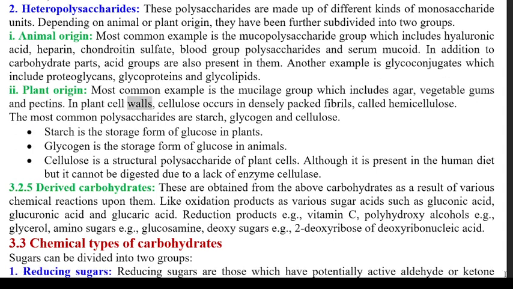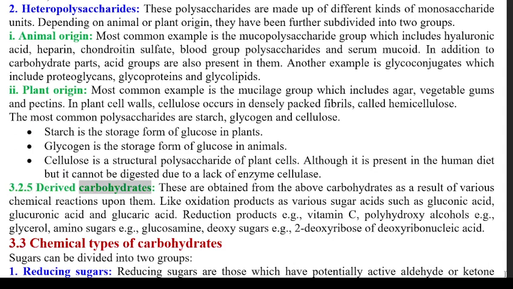In plant cell walls, cellulose occurs in densely packed fibrils, called hemicellulose. The most common polysaccharides are starch, glycogen, and cellulose. Starch is the storage form of glucose in plants. Glycogen is the storage form of glucose in animals. Cellulose is a structural polysaccharide of plant cells. Although it is present in the human diet, it cannot be digested due to a lack of the enzyme cellulase.